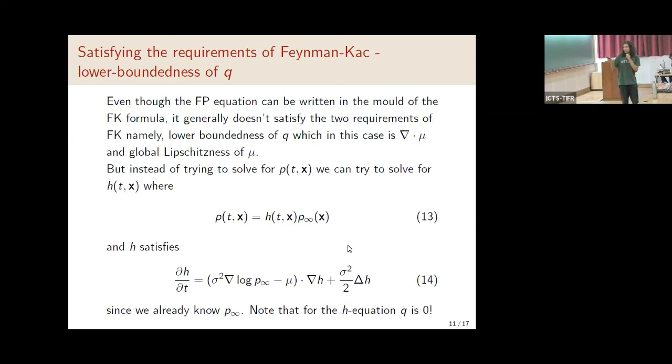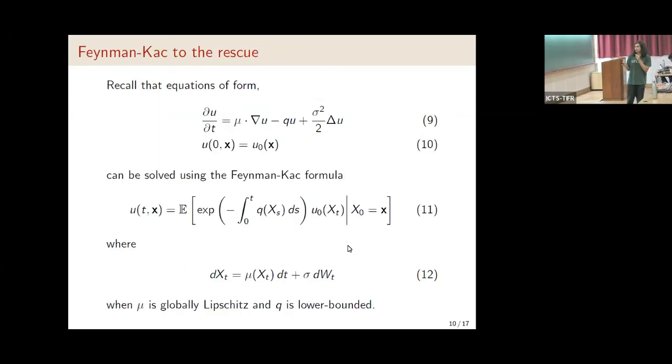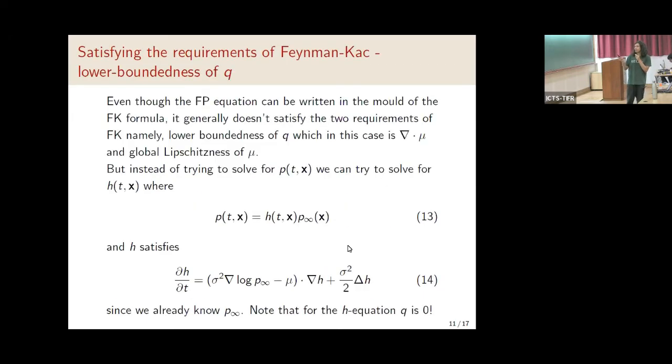Now this equation of H fits into the mold of Feynman-Kac, so we get lucky. And we can actually try to solve 14 because we either know what P infinity is for the category 1 case, or we can actually compute it. So P infinity is known, that's why it becomes solvable. And note that in the H equation, the Q term is 0. So you get a much simplified version of the formula 11. So this makes more sense: to use Feynman-Kac for H rather than P. So one down, one to go.